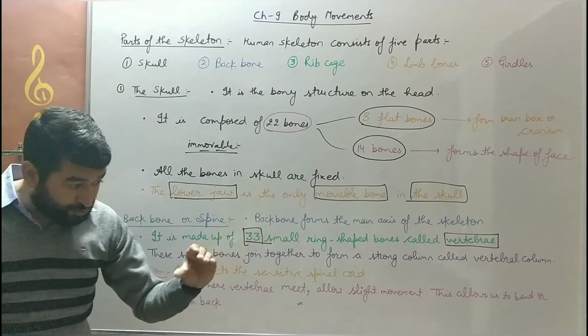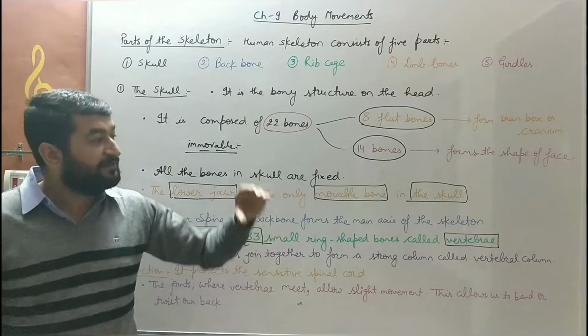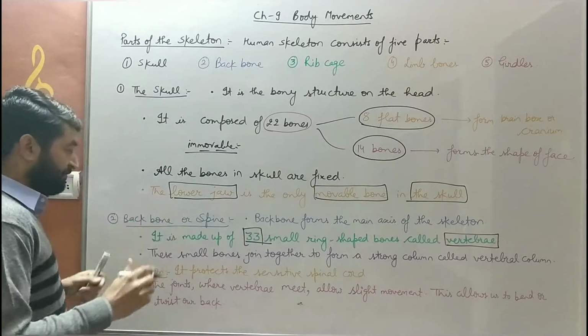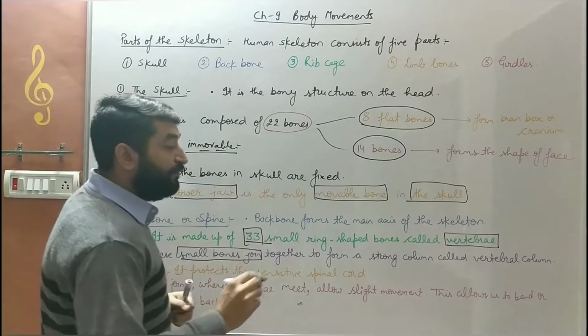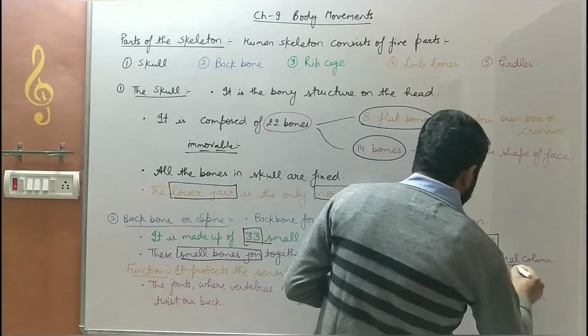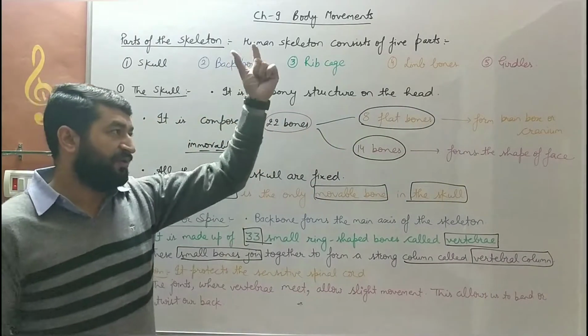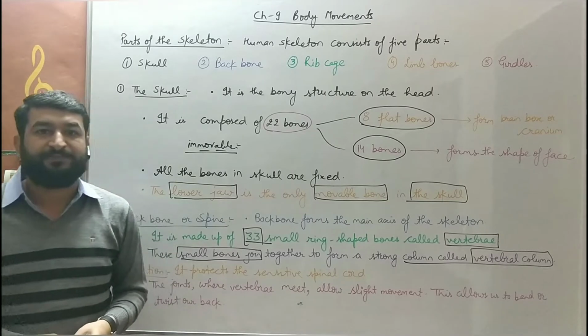These vertebrae join together like this, 1, 2, 3, 4, 5, 6, like this in sequence, and form a column. So these small bones join together to form a strong column that is known as the vertebral column. The complete column, the complete backbone, is known as the vertebral column.